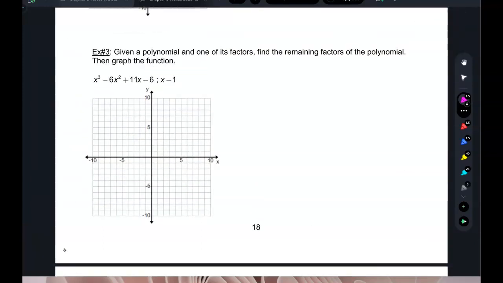Yeah. Go for it. It's very similar. It's a positive x cubed, so it's going to have similar end behavior.